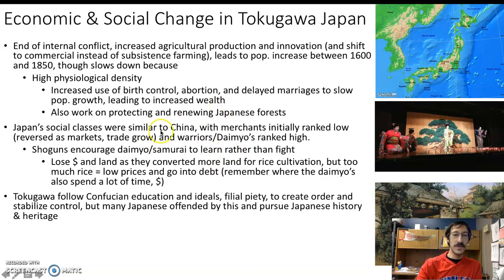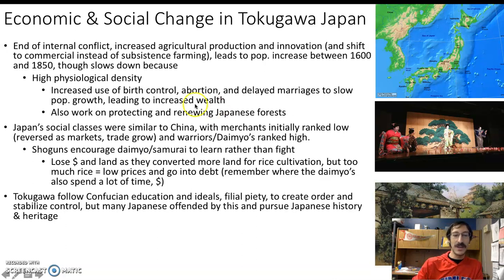we see that increase with the merchants now having closer ties to the shogun, but also having, again, more money to buy more land, buy more products, start new businesses because of that increase in trade. So while many of the daimyos are losing that power, it's increasing within the merchants.